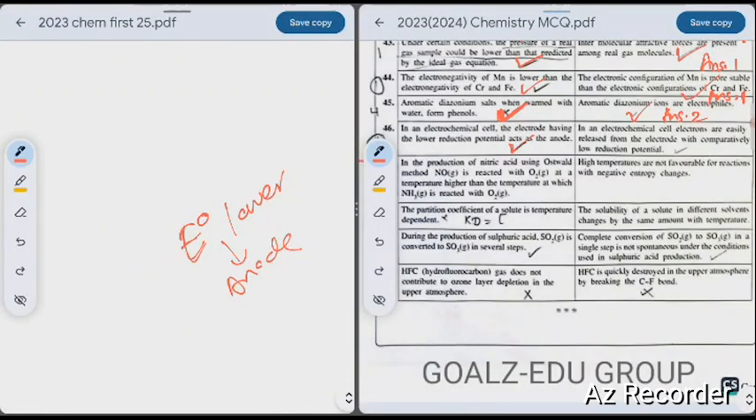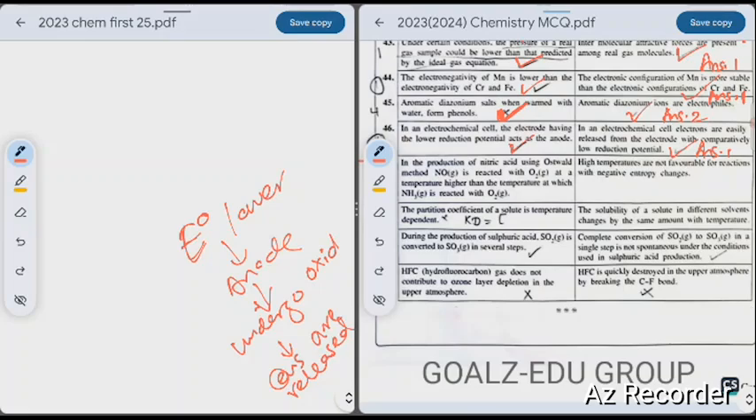Then, in an electrochemical cell, electrons are easily released from the electrode with comparatively low reduction potential. Yes. Why? Because lower reduction potential means that is the anode, and it undergoes what? Oxidation. In oxidation, electrons are released. So that is correct. And what can you say? Is it answer 1 or 2? That is answer 1, because the second gives the reason for the first one. Right? Therefore, it is answer 1.